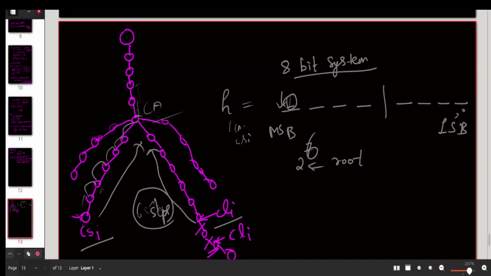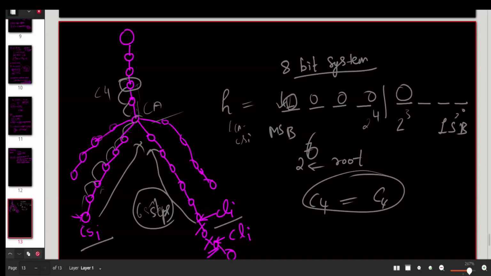Similarly, for 2 power 6 till 2 power 4, this is 0, this is 0, this is 0. What about 2 cube? What if you take 8 jumps? Then you reach here from CSI, and even from CLI you reach the same node. Let's call this node C4. So if you take 8 jumps from CSI, you reach C4. If you take 8 jumps from CLI, you reach C4. This is not something we want. We don't want the equality. So assume it is 0.